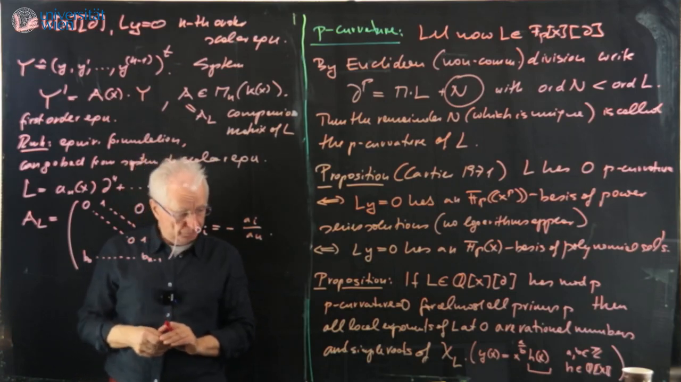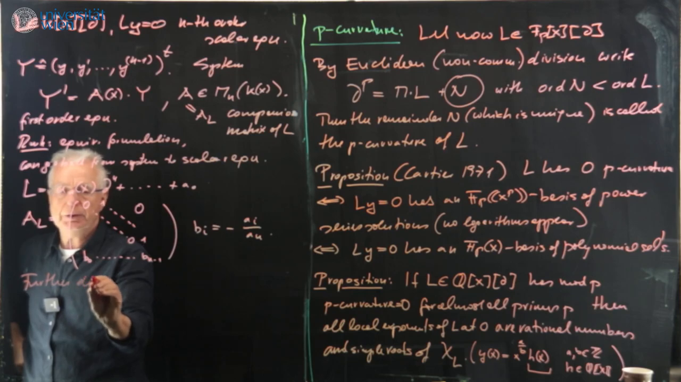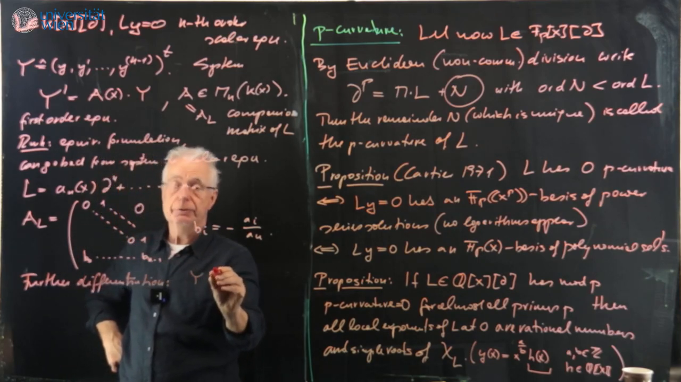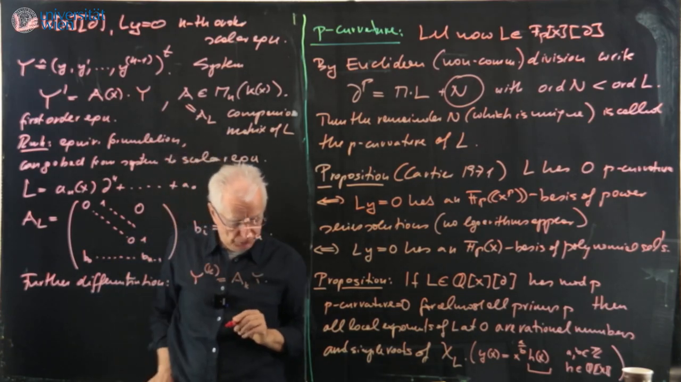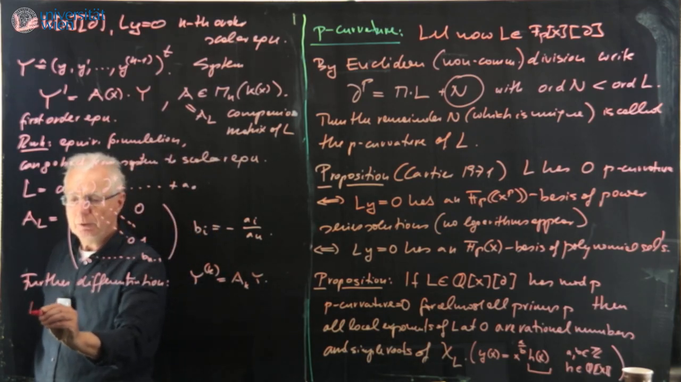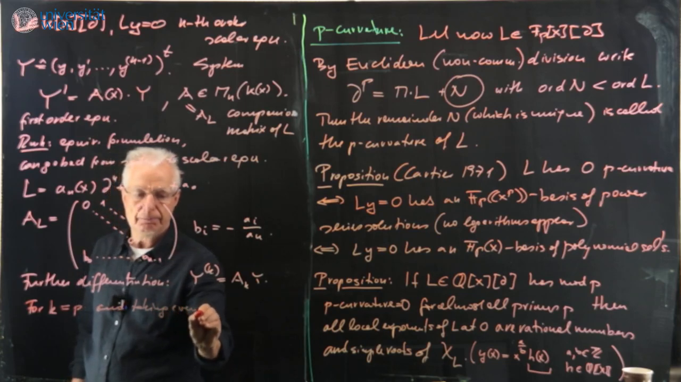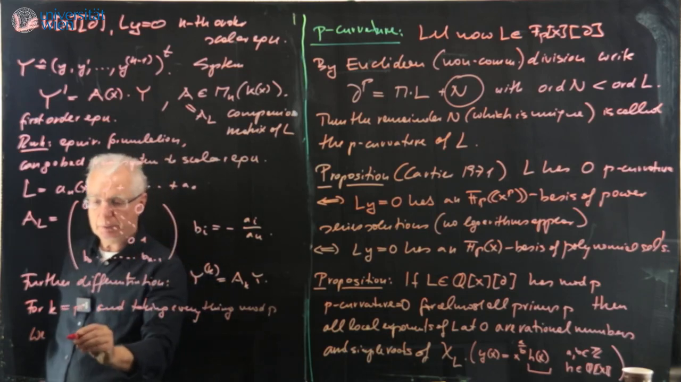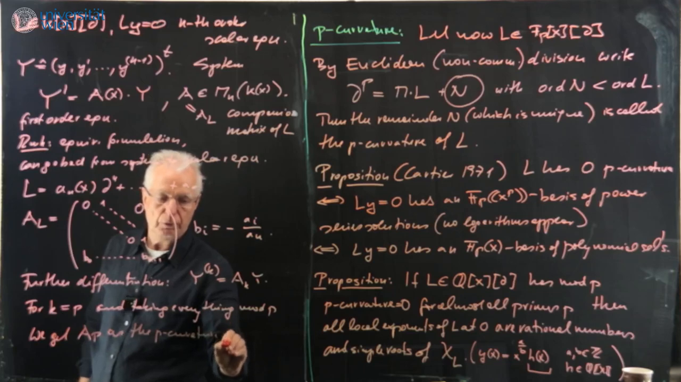And what you can do is you can take this equation and you can derive further, differentiation. So you could think of yk equal, now you get something which I call maybe AK y by iterated substitution. And then if you take now k equals p, for k equal p, and taking everything mod p, we get now the p curvature will now be a matrix. We get Ap as the p curvature of L or of A.